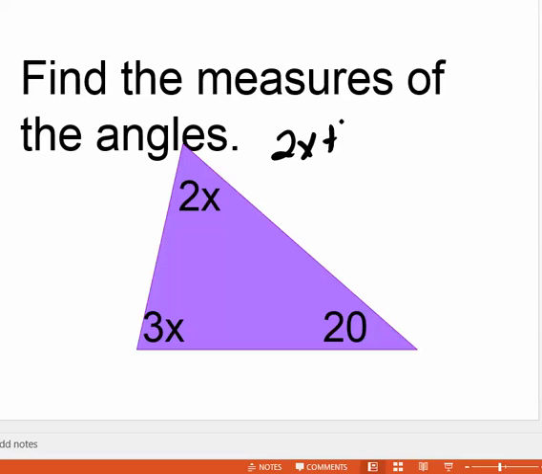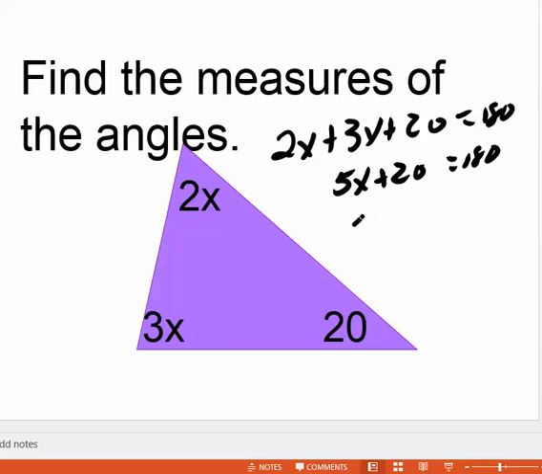2x plus 3x plus 20 is equal to 180. 5x plus 20 is 180. 5x is equal to 160. 160 divided by 5, x is equal to 32. That means this would be 64 and this would be 96.